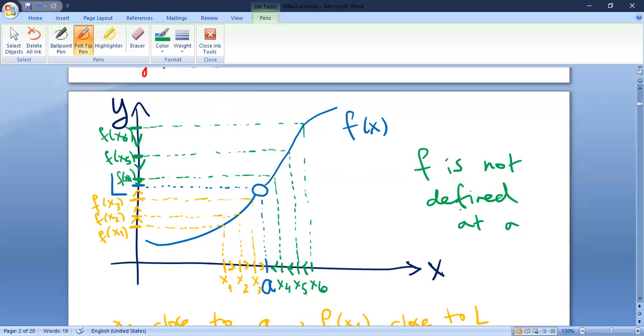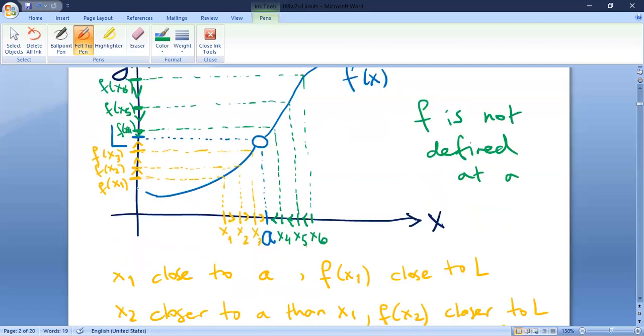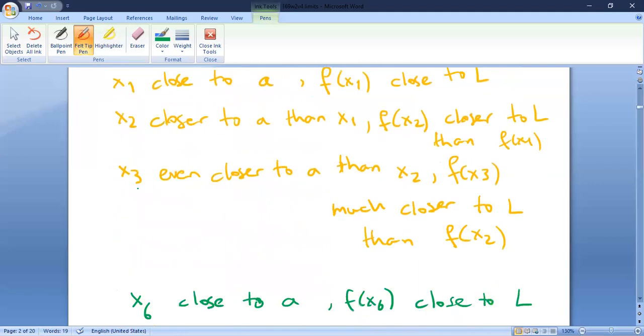And then what happens to the outputs? As you see, f of x1, f of x2, f of x3 approach this number L. Or look at f of x6, x5, x4. The outputs are approaching L. So then we say the limit of f as x approaches a is L.